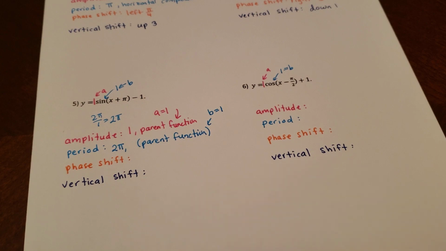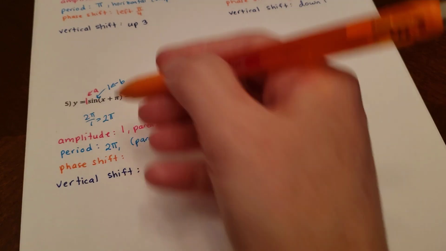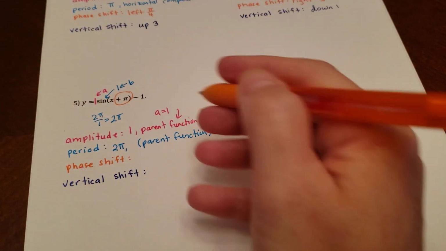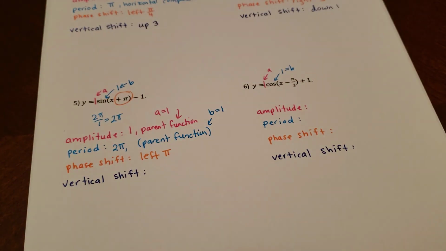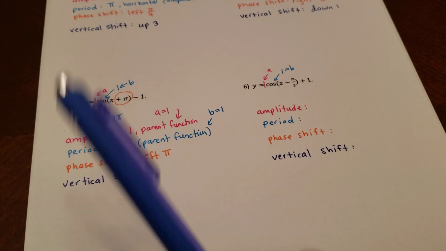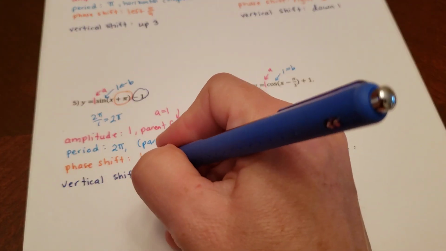The phase shift, though, so this graph is shifted a tiny bit. So you've got plus pi, so we're going to go the opposite and go left pi. And then the vertical shift here is a -1, so down 1.